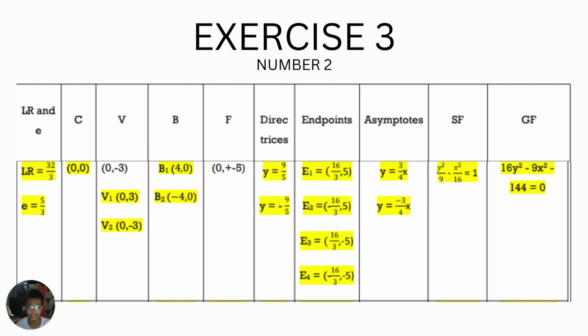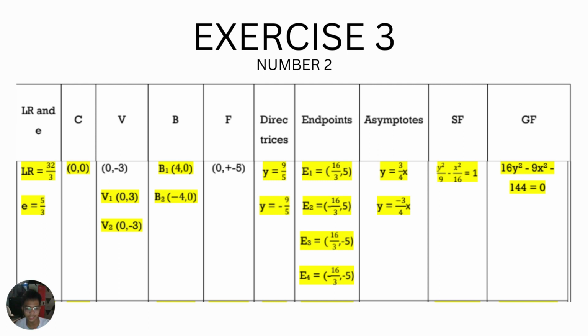So, nakuha natin ang asymptotes following the formula of y minus k is equals to positive negative b over a, quantity x minus h. So by following that formula, so basically substitution lang to. So by substituting all the given data from the previous columns natin, ay makukuha natin ang asymptotes na y is equals to 3 over 4x. And for the other one is y is equals to negative 3 over 4x. So yan ang asymptotes natin for this equation.